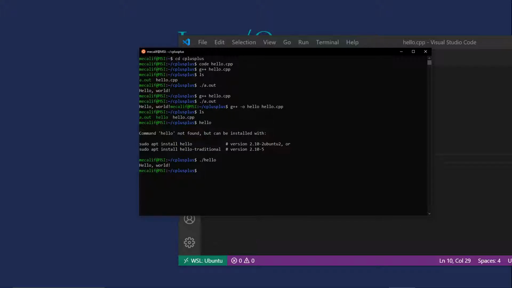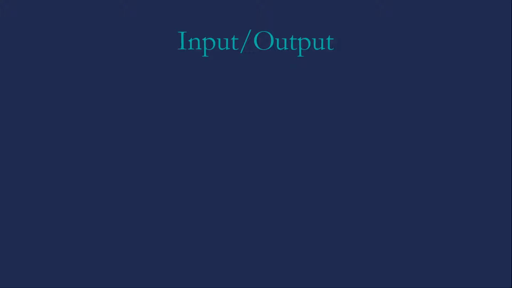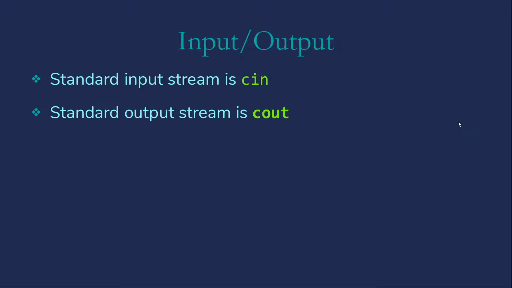So let's come back over and talk a little bit more about input and output. First of all, just the names of things. The standard input stream, the equivalent to System.in, is cin, and as I just showed you, the equivalent to System.out in Java, the standard output stream, is cout.